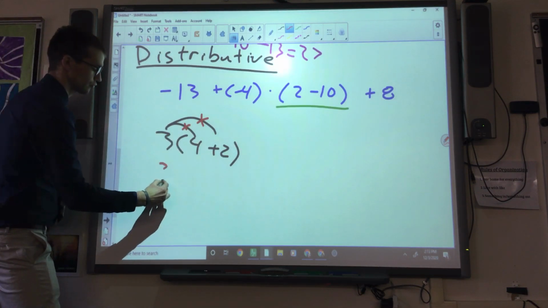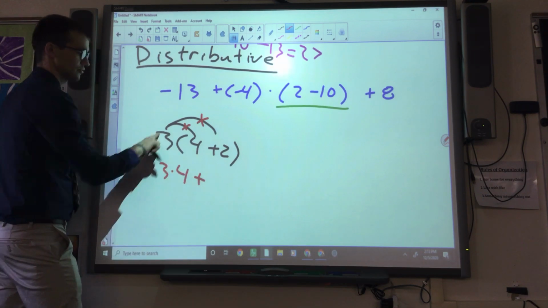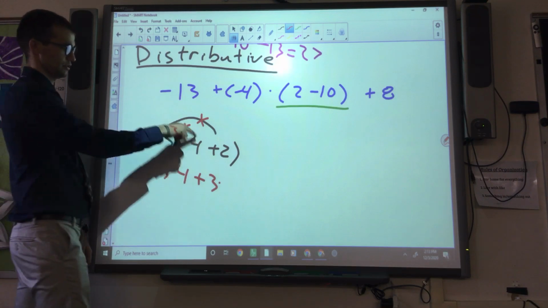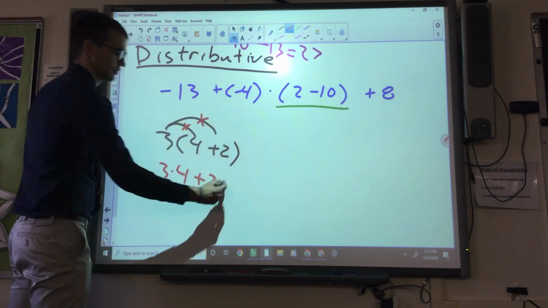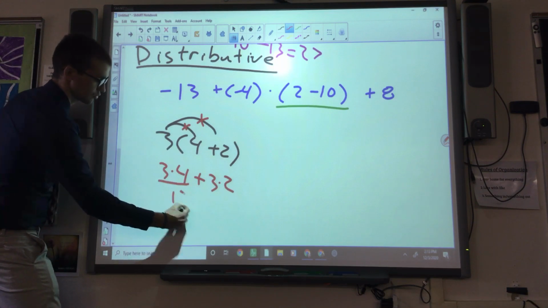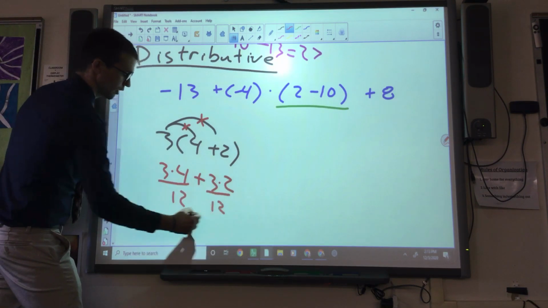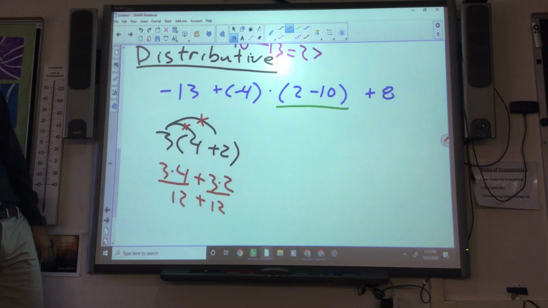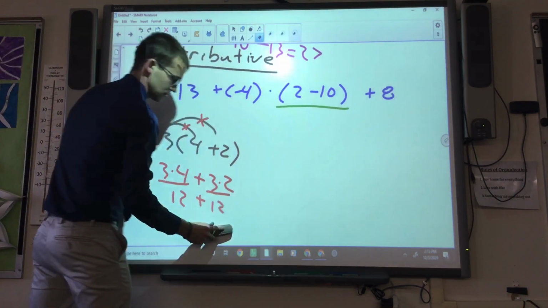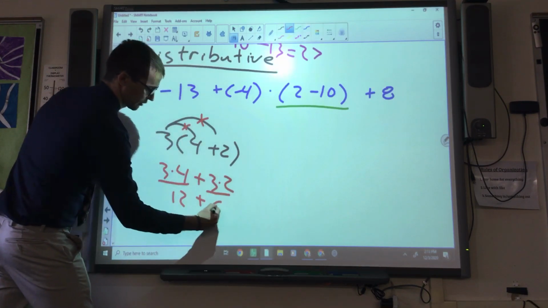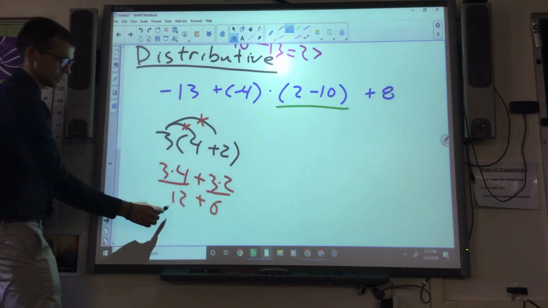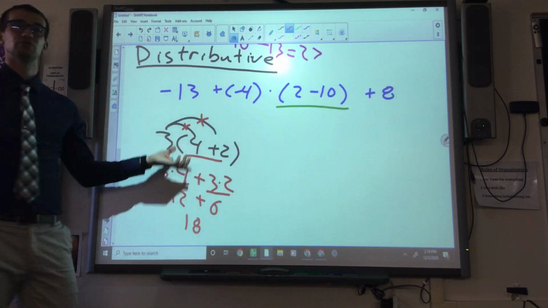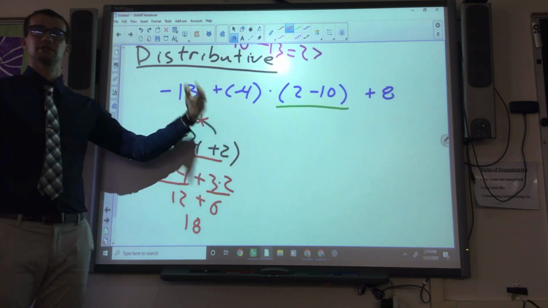And then this turns into 3 times 4 plus 3 times 2. This becomes 12, and this becomes 6, and then it's going to become 18. But the same thing would happen if you did 4 plus 2, you would get 6, and 3 times 6 is 18.